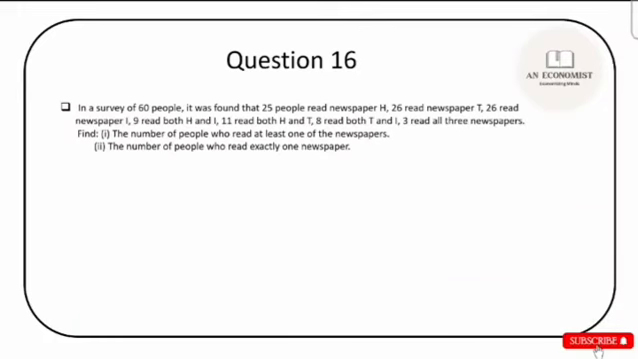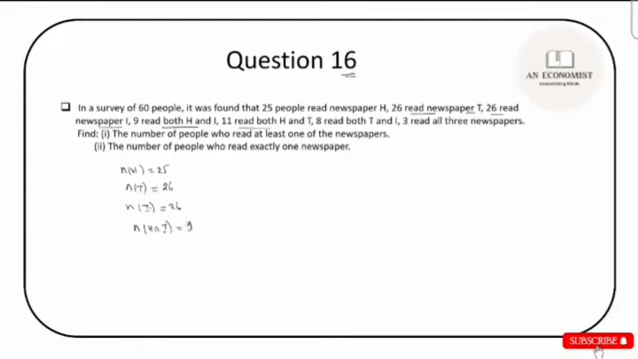Let us do one more question. Question number 16. In a survey of 60 people, it was found that 25 people read newspaper H. Newspaper H is read by 25 people. 26 read newspaper T. Newspaper T is read by 26 people. 26 read newspaper I. I is 26 again. 9 read both H and I. Both H and I is read by 9.